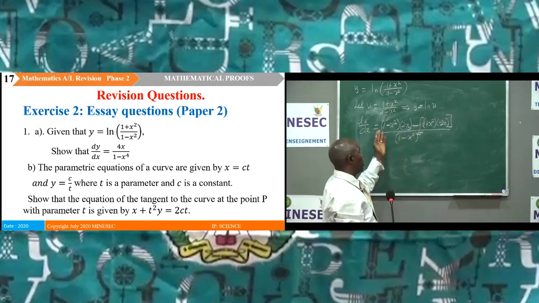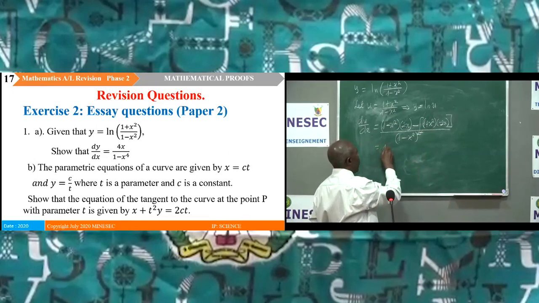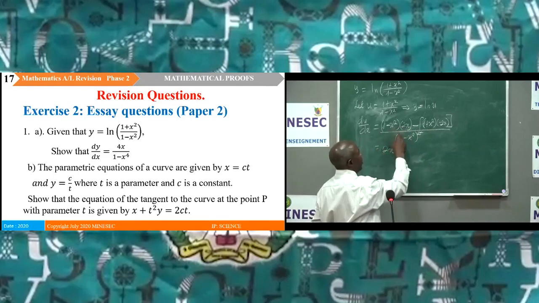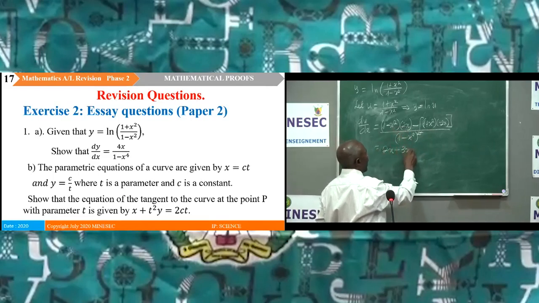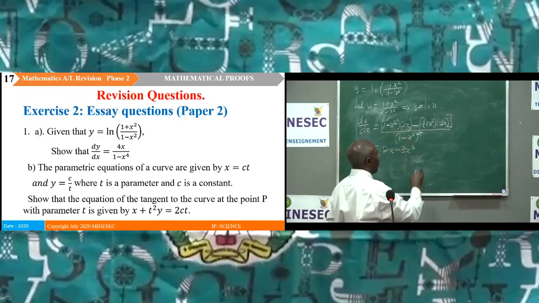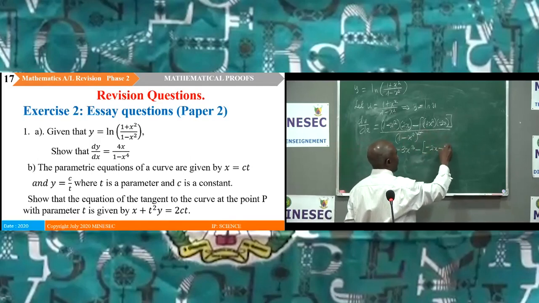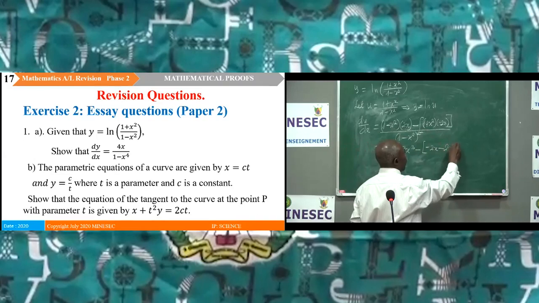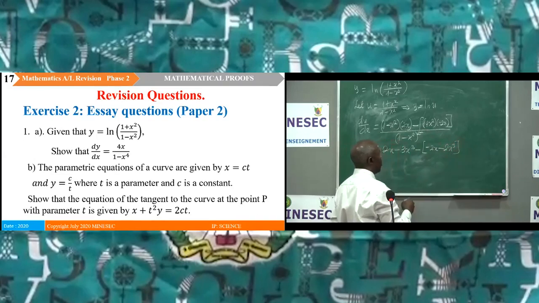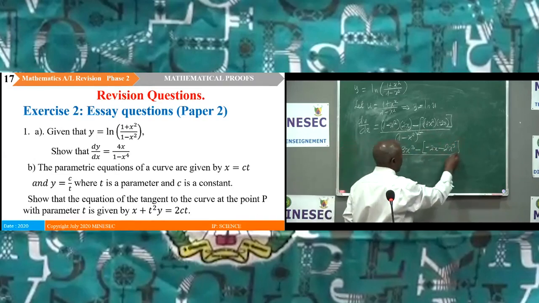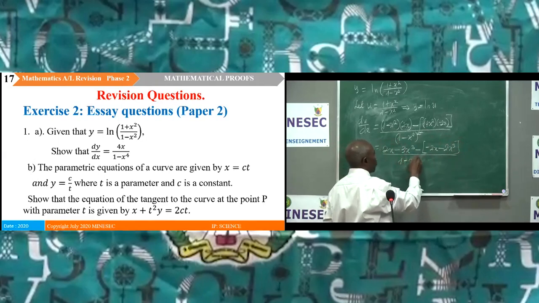I now simplify my numerator. Opening this, we have 2x minus 3x cubed minus into bracket 32x minus 2x cubed, all that on 1 minus x squared, all that squared.